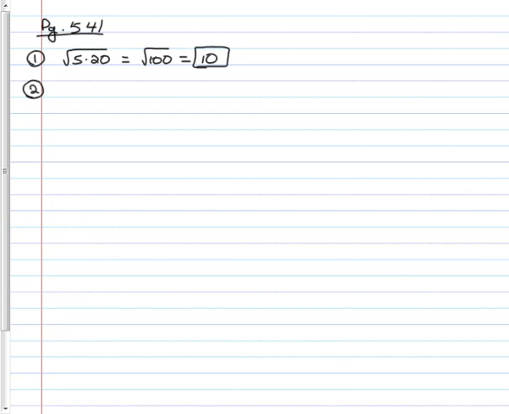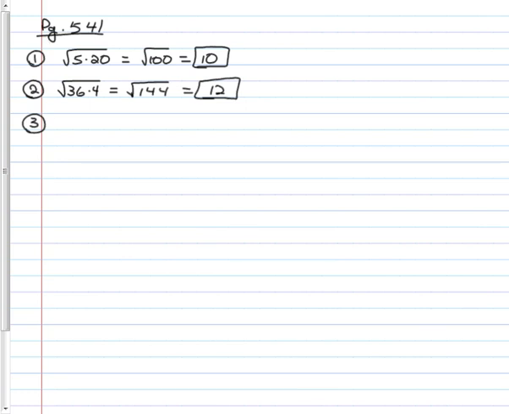Number 2, same idea. If they just give me two numbers and I'm trying to find the geometric mean between those two numbers, I'll take the square root of their products. So what is 36 times 4? 144. What's the square root of 144? 12. They're being too easy on you.